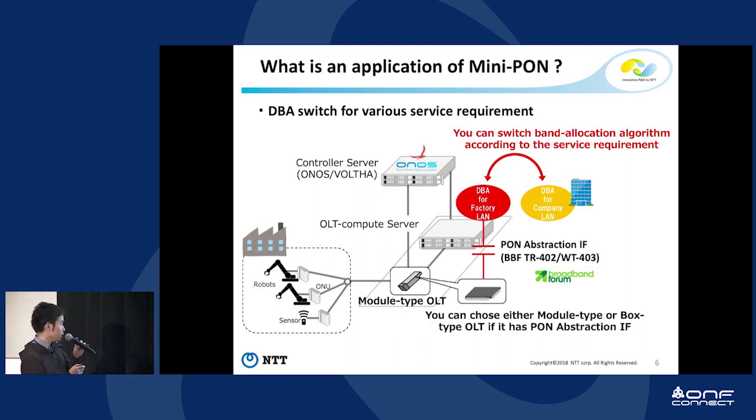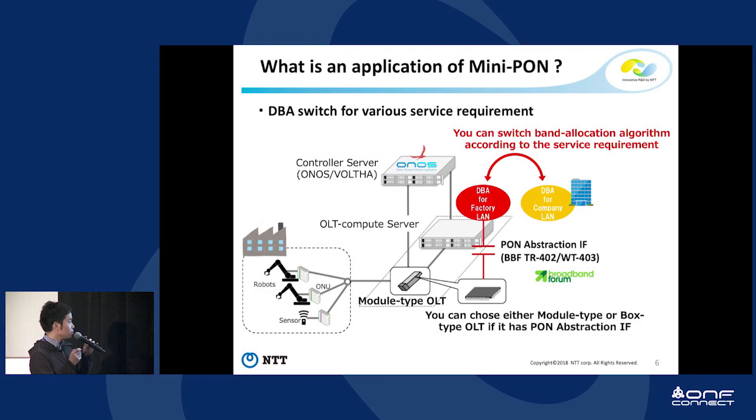Please imagine a factory where there are many robots and sensors and their controllers inside. We believe in such an environment, passive optical network, and especially Mini-PON, is a very promising way to build a local area network inside the factory to connect these devices. Because passive optical network is not disturbed by the electric noises in the factory, and it can accommodate a number of devices per port. Especially Mini-PON doesn't require a large space for deployment, right?